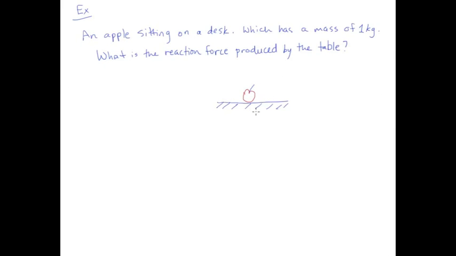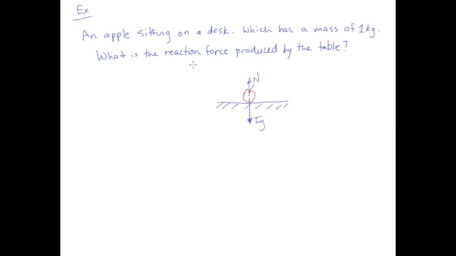It has a mass of 1 kilogram, so it'll have a force due to gravity acting downwards. This is not the free body diagram, by the way. I'm just showing you the forces. And there's also going to be a normal force acting upwards from the table. As the apple weighs down, the table pushes back upwards, which is Newton's third law of motion, where for every action there's an equal and opposite reaction.